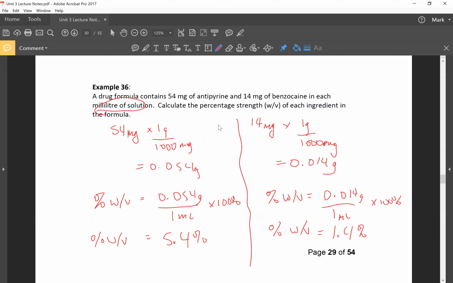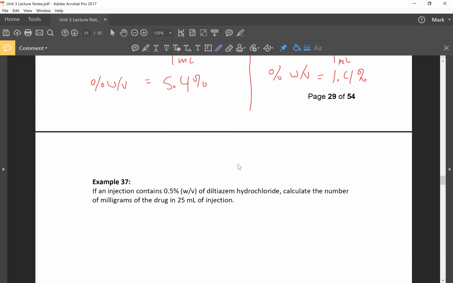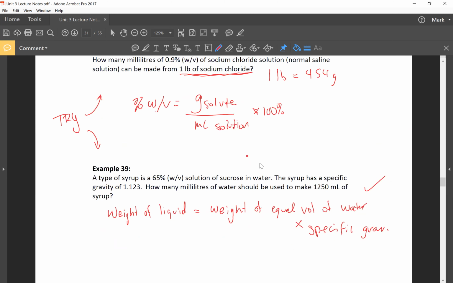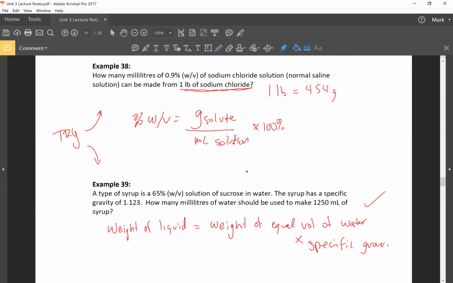One thing, there was a message in the chat. It said earlier, why am I dividing by one? Because it says right here, each milliliter of solution. That's 1 milliliter. So that's why I divided by one. Okay, I hope that makes sense there. Now let's try these. I'm going to erase everything here so I have room to write.